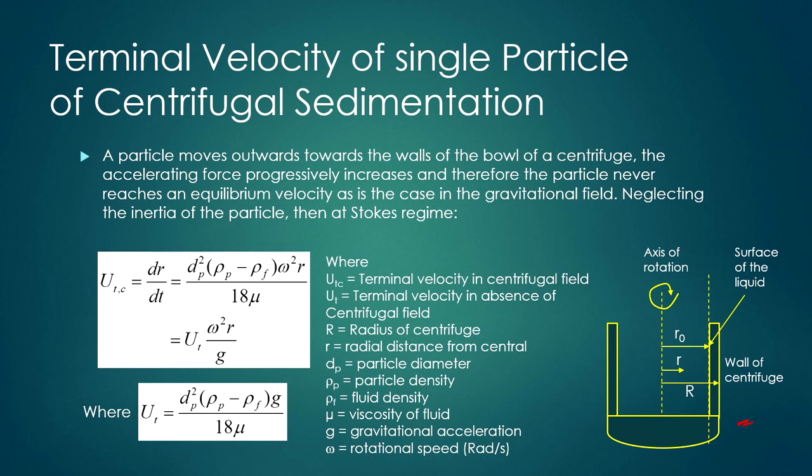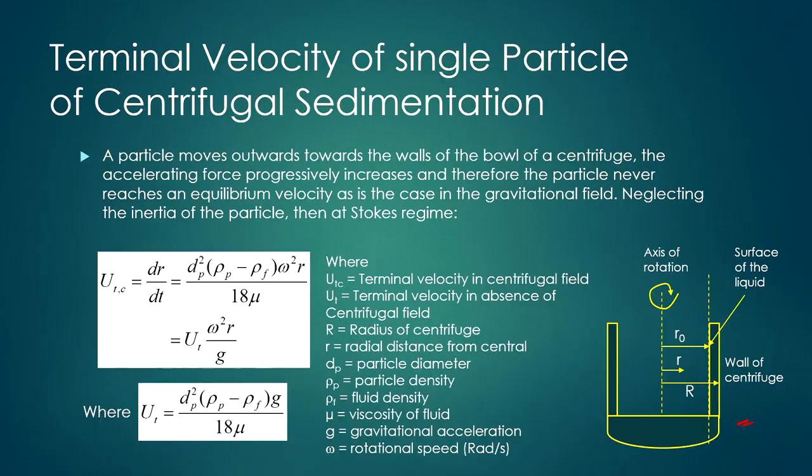The accelerating force progressively increases and therefore, the particle never reaches an equilibrium velocity as is the case in the gravitational field. Now, neglecting the inertia of the particle, at Stokes' regime, we can write that UTC under this centrifugal action will be equal to dr by dt. So from this you can get the equation: UTC = dp² (ρp − ρf) ω² r / 18μ, which equals ut into ω² r by g.